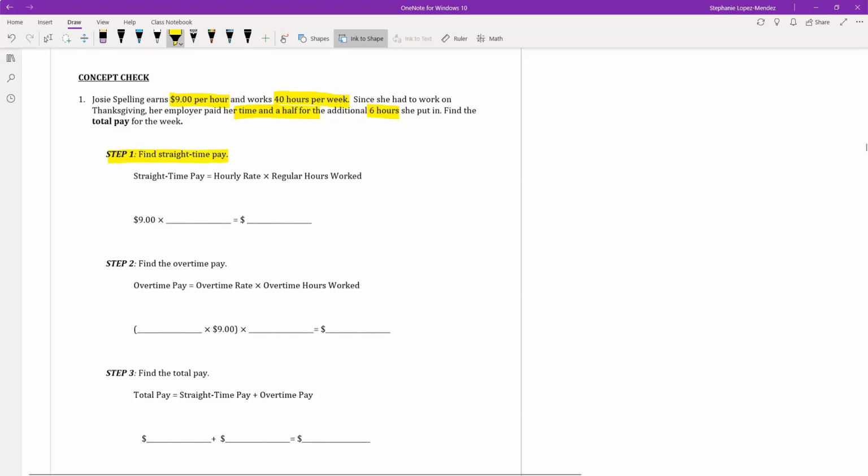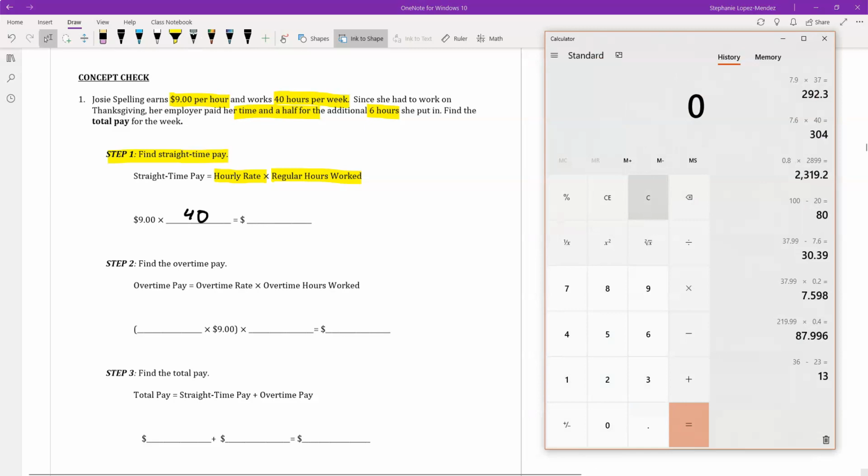The formula for the straight time pay is equal to hourly rate times the regular hours worked. We have that the hourly rate was $9 and the regular hours that she worked were 40 hours. We go to our calculator and we have $9 multiplied by 40 hours. That means that her straight time pay is $360.